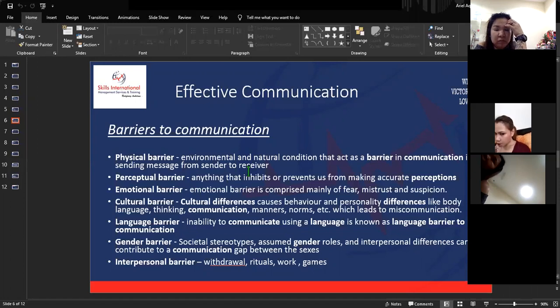Next is interpersonal barrier. So, like withdrawal, rituals, work. So, if you are communicating with a person and the person is busy with ML, di ba? Push ng push, attack ng attack. Ayan, barrier yan. Hindi tayo magkakaintindihan dyan. Kasi, may sinasabi ka, pero sa kausap, ayun, nagpupush, nagpa-farm. So, hindi tayo magkakaintindihan. Yan yung mga type ng interpersonal barriers.